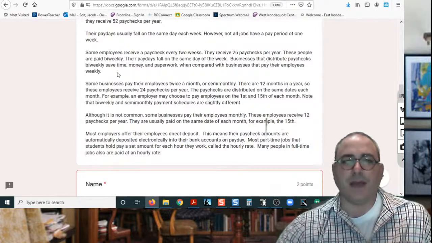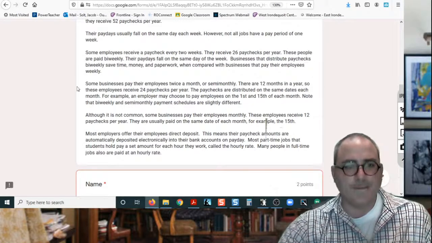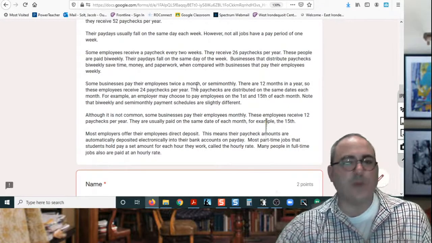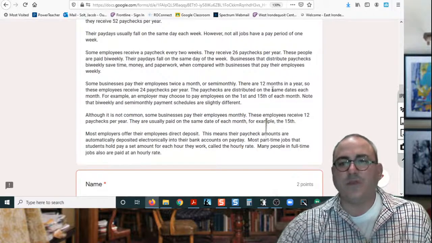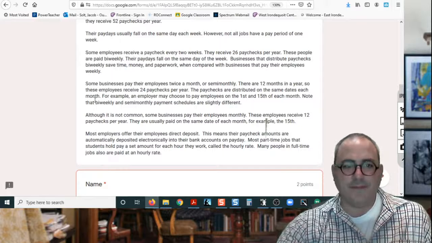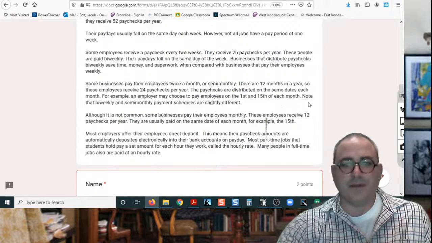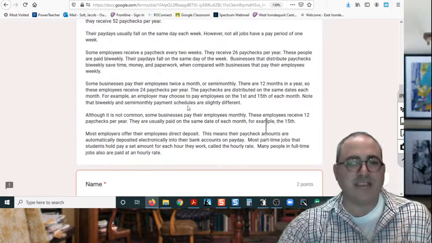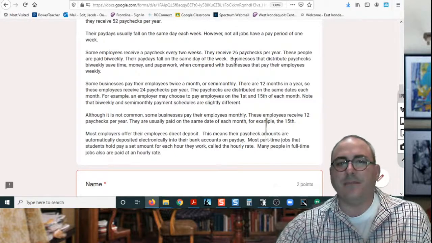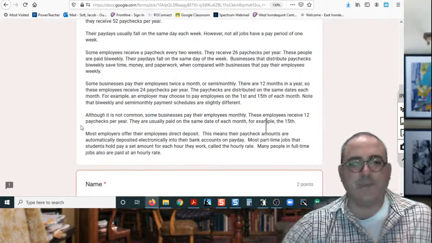Businesses that distribute paychecks biweekly save time, money, and paperwork when compared with businesses that pay their employees weekly. Some businesses pay their employees twice a month or semi-monthly. There are 12 months in a year. These employees receive 24 paychecks per year. The paychecks are distributed on the same dates each month. For example, an employer may choose to pay an employee on the 1st and 15th of each month. Note that biweekly and semi-monthly payment schedules are slightly different, right? If you're getting paid biweekly, you get 26 paychecks per year. If you're getting paid semi-monthly, you get 24 paychecks per year. Close, but not quite exactly the same.